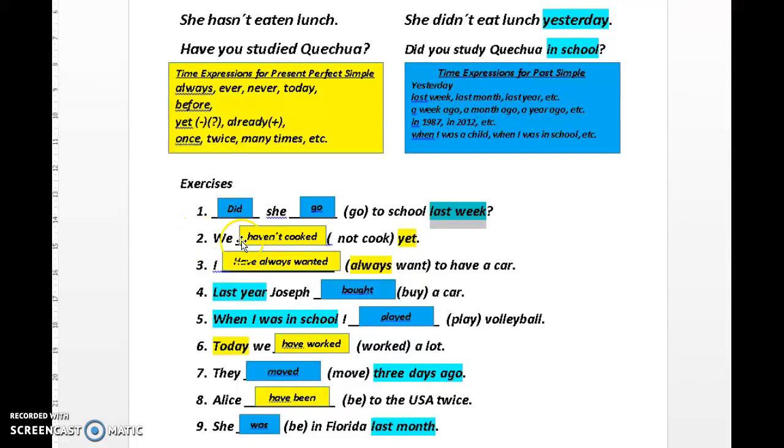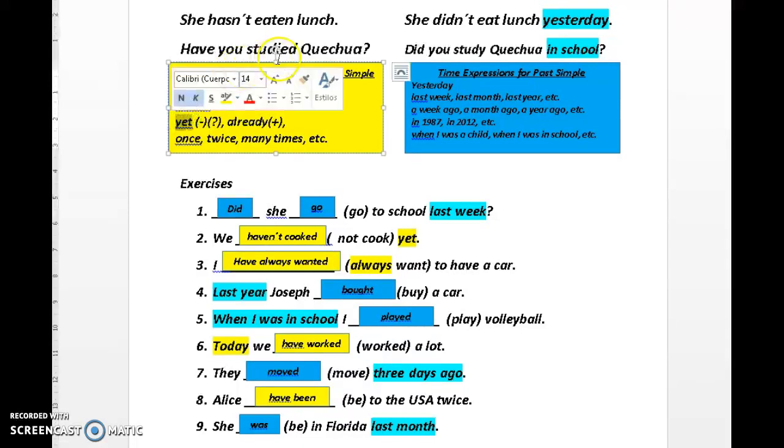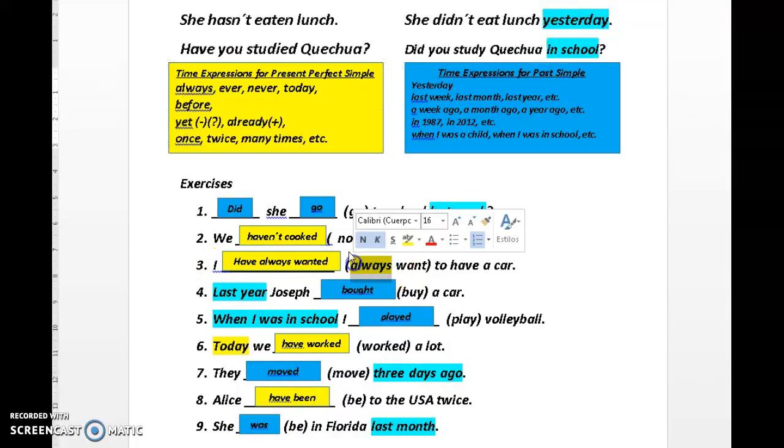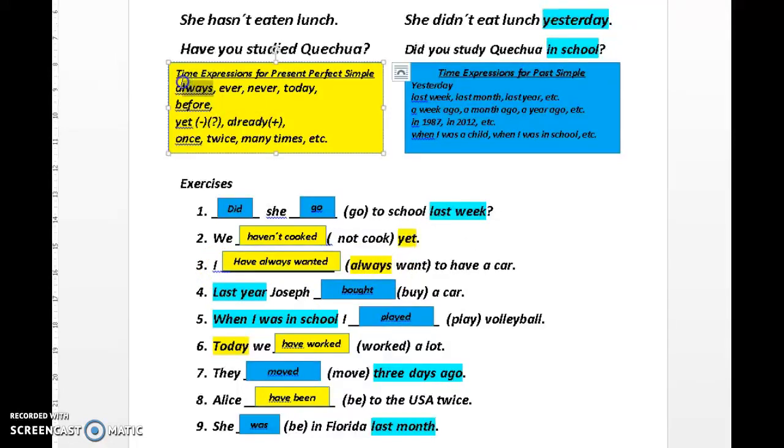In sentence number 2, we have the expression yet. Yet is for present perfect simple. So we say we haven't cooked yet. Number 3, always. Always is for present perfect simple. I have always wanted to have a car.